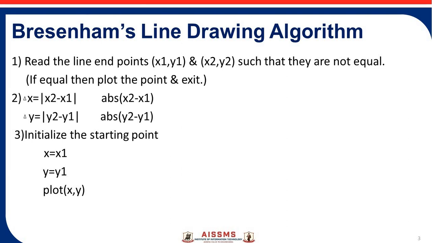To draw any type of line, the basic requirement is the first and the last point x and y values. If the values are not equal, then only can we draw the line. If both the vertices values are the same, then plot the pixel, point and exit. In the second step, calculate del x and del y. Find the absolute value of x2 minus x1 and the absolute value of y2 minus y1. Initialize the starting point. The first pixel given for the line drawing operation, plot that pixel x1, y1.